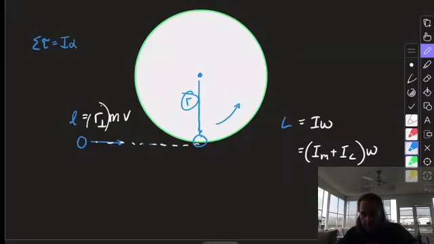Now, just so you know, the linear momentum isn't conserved because the merry-go-round is fixed in place by a pivot point. So the kid loses linear momentum. There's an external force.